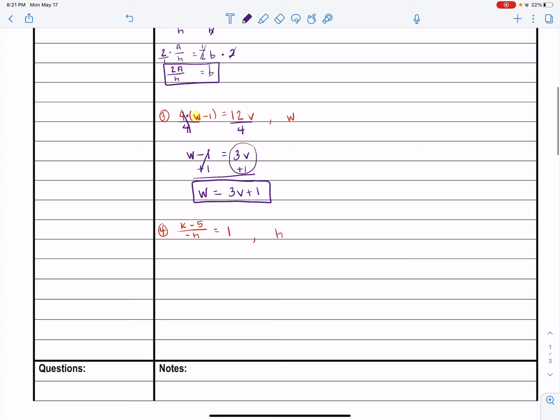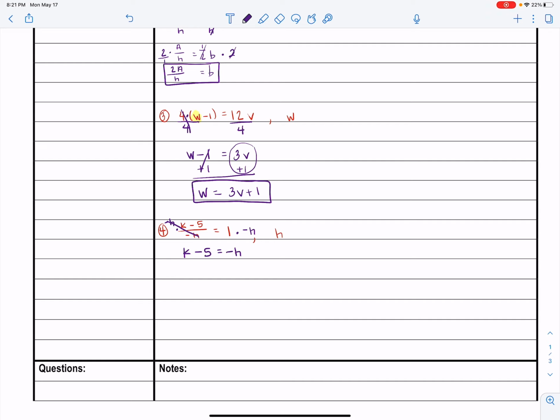Number 4, I'm being asked to solve for h. Well, h has been a weird predicament because it is stuck in the bottom of the fraction, and I can't get h by itself until I break apart the fraction. In order to break apart a fraction, you multiply by the denominator. So that will cancel the denominator on this side and leave me just k minus 5, but I have to multiply on this side too. 1 times negative h is negative h.